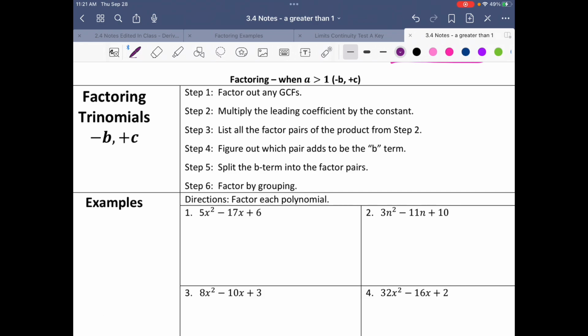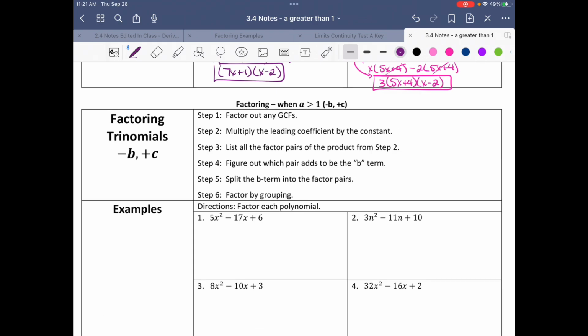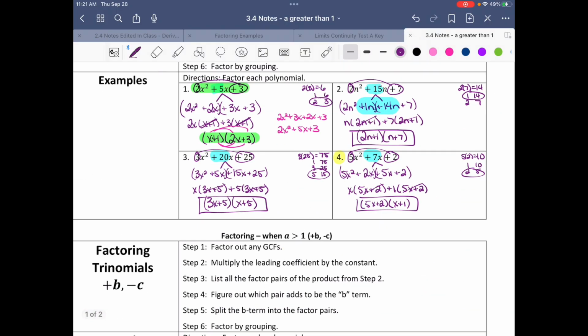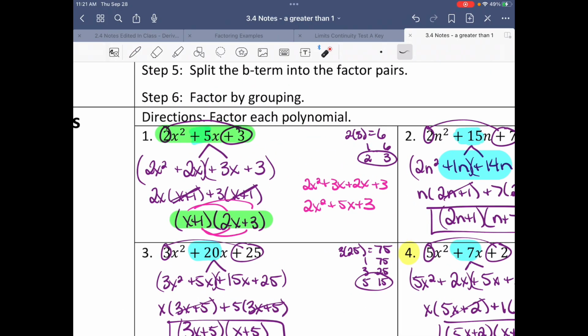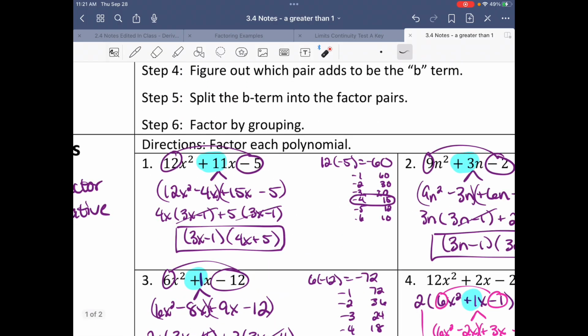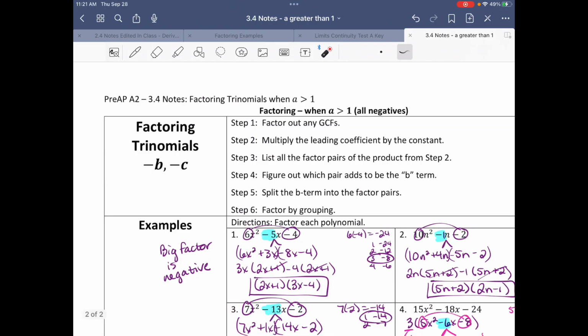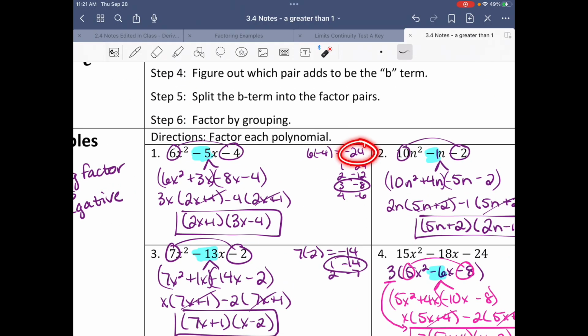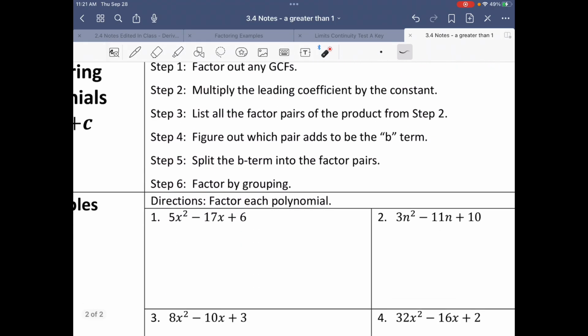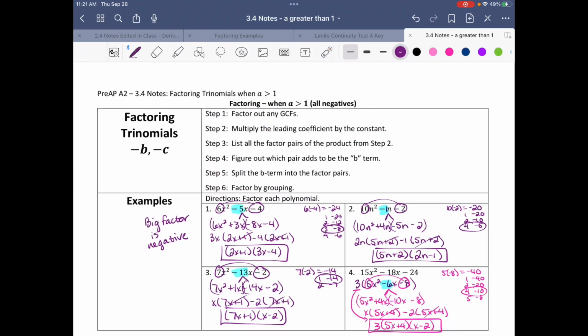so this time, the last pattern we're going to see is we have a -b but a positive c. Okay, so it multiplies to be a positive number but adds to be a negative number. Okay, so that's what we've been doing. And all of this multiplies to be 6 but adds to be 5. Multiplies to be -60 but adds to be 11. Multiplies to be -24 but adds to be -5. So that's what we're doing. What multiplies to be the c term but adds to be the b term.